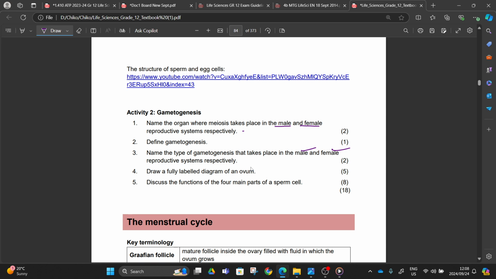Draw and fully label the diagram of our ovum. You have to show our nucleus, our cytoplasm, our layer of jelly, and the follicle cells, right? Something like that. Then discuss the functions of the 4 main parts of our sperm cell. We have our acrosome, our nucleus, our mitochondria, and our tail.